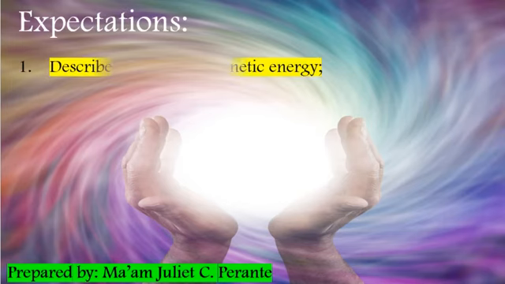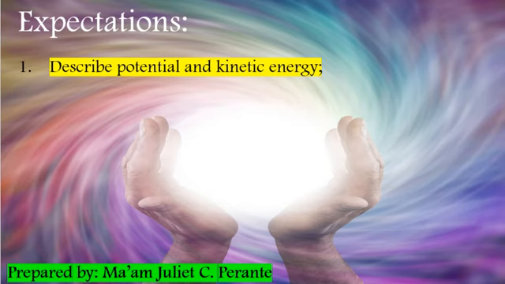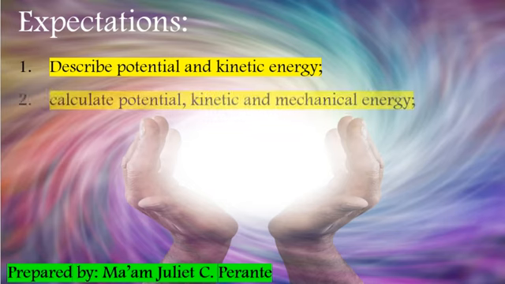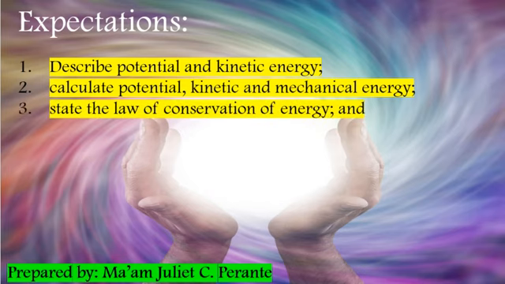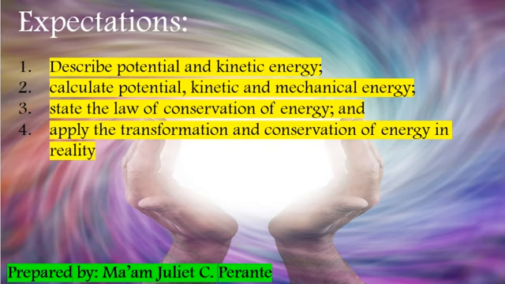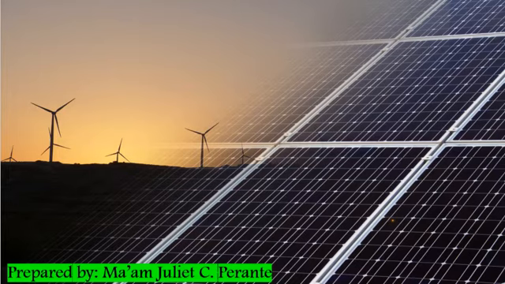Here are the expectations. Number one, describe potential and kinetic energy. Number two, calculate potential, kinetic, and mechanical energy. Number three, state the law of conservation of energy. And number four, apply the transformation and conservation of energy in reality. So this lesson is aligned with the division-made module from the Division of Caloocan.